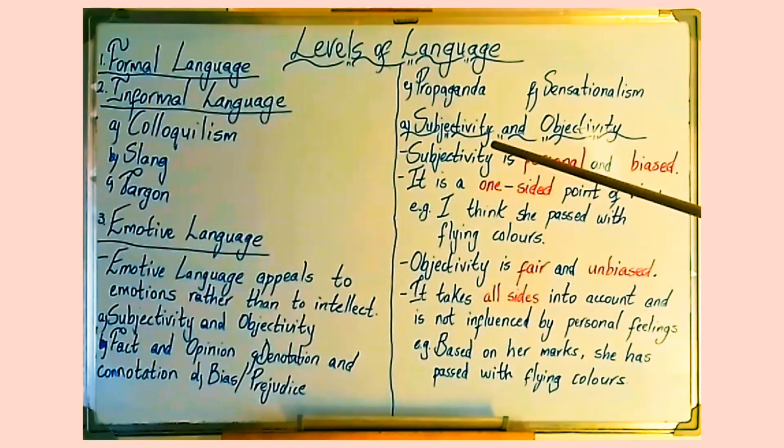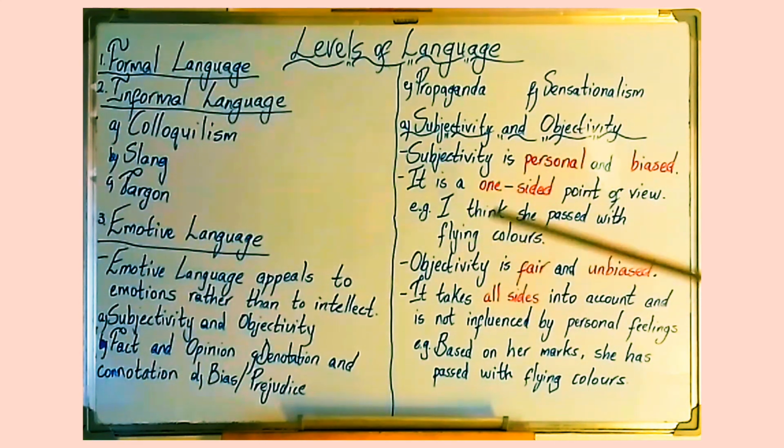So subjectivity is personal and biased. So with subjectivity, it is a personal opinion and it is biased. It is based on how a person feels about something. It is not logic based, but it is based on a personal opinion. It is a one-sided point of view. So it is one-sided. It is based on one person's perspective.